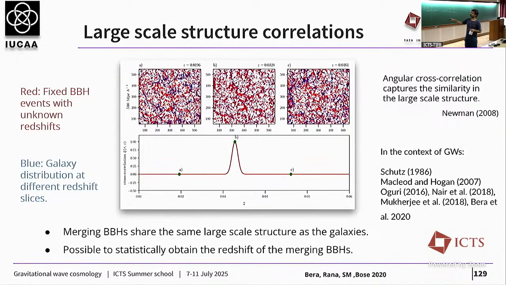If the gravitational wave events lie at the same redshift as this sample, you will see a larger cross-correlation. If not, then you will see 0. So in this case, you are seeing 0, then a higher cross-correlation, and then almost 0 again. And so this peak will then allow you to figure out what the redshifts of those events are. That's the idea.